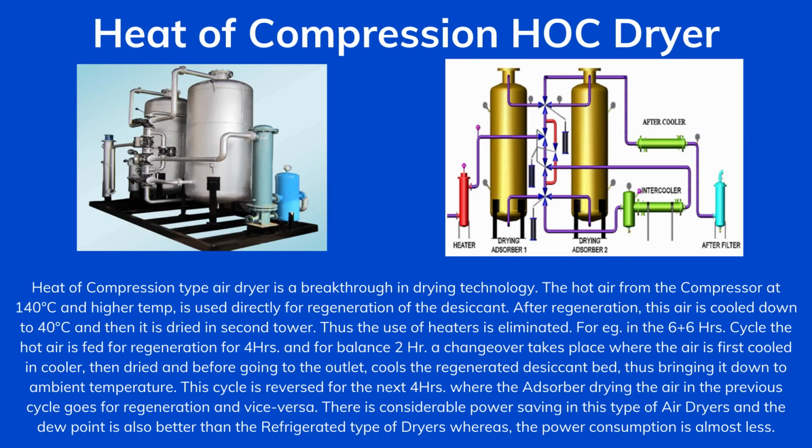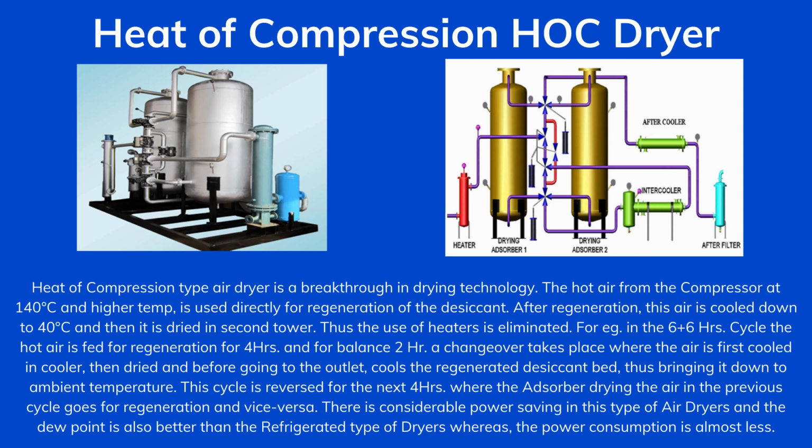Heat of compression hot dryer. Heat of compression type air dryer is a breakthrough in drying technology. The hot air from the compressor at 140 degrees Celsius higher temperature is used directly for regeneration of the desiccant. After regeneration, this air is cooled down to 40 degrees Celsius and then it is dried in the second tower. Thus the use of heaters is eliminated.